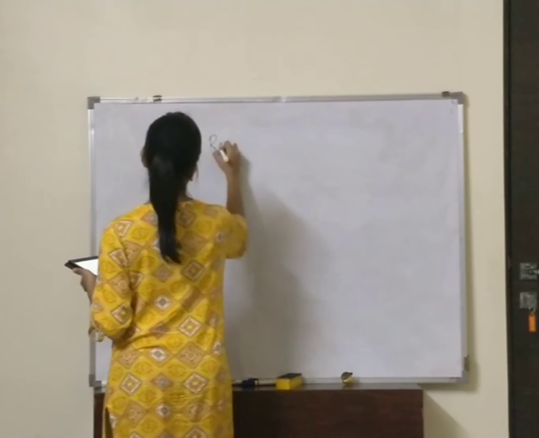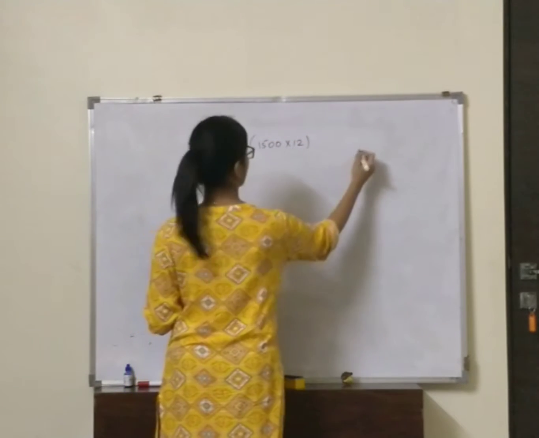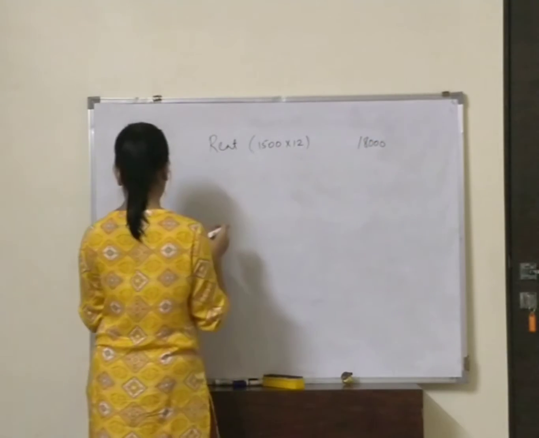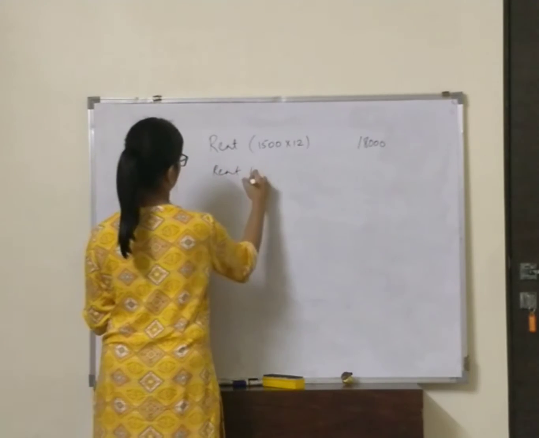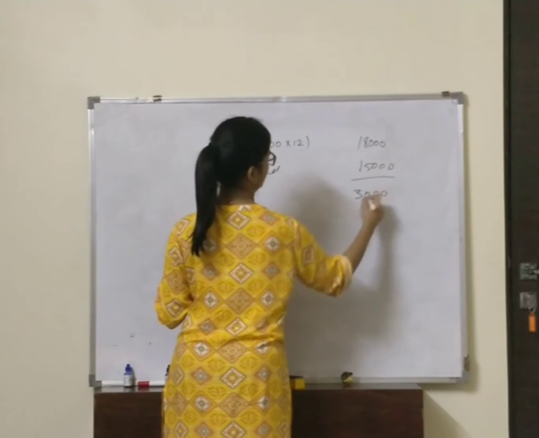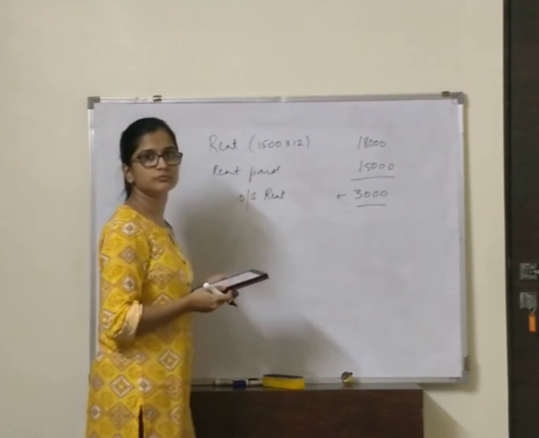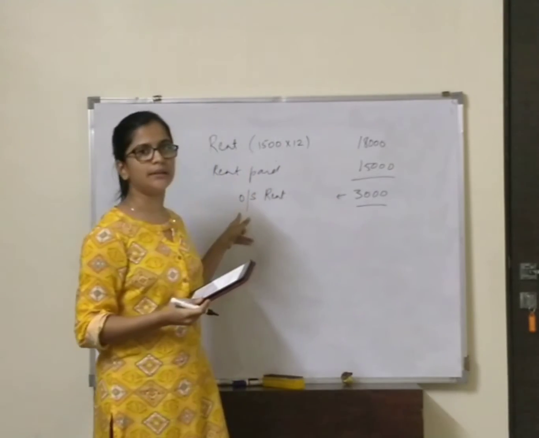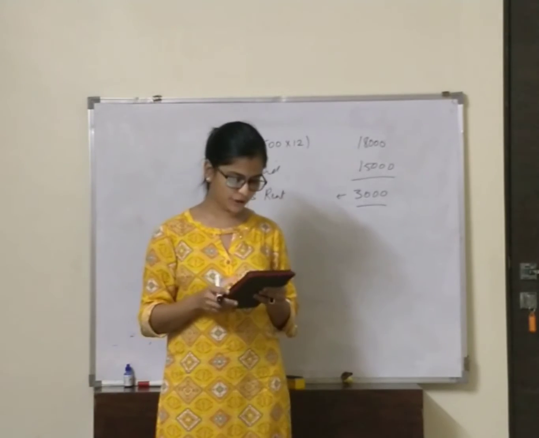Next, adjustment B. The rent of the clubhouse was 1,500 per month. So again, rent 1,500 into 12 months. How much is it? 18,000. And how much have we paid? On the payment side we have rent paid 15,000. So how much is remaining? 3,000. So this 3,000 is our outstanding rent for current year. Right? So once it will be added in the income and expenditure account in rent, and again it will be written in the closing balance sheet.